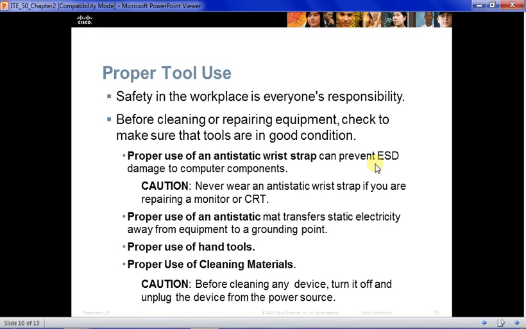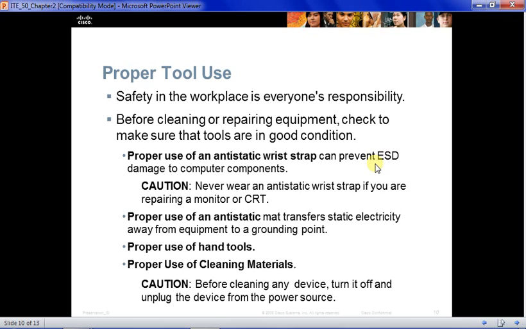Proper use of an anti-static wrist strap can prevent ESD damage to the computer components. Remember never to wear an anti-static wrist strap if you're repairing a monitor or a CRT. If you're working on a power supply, which this course does not train you to work on monitors, power supplies, and printers. Again, never wear that anti-static wrist strap when working on a printer also.